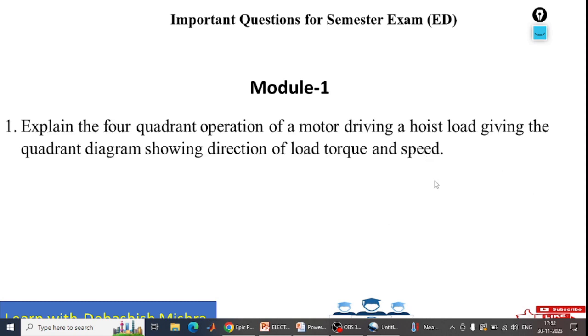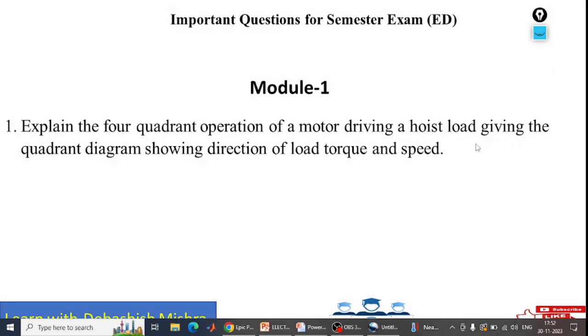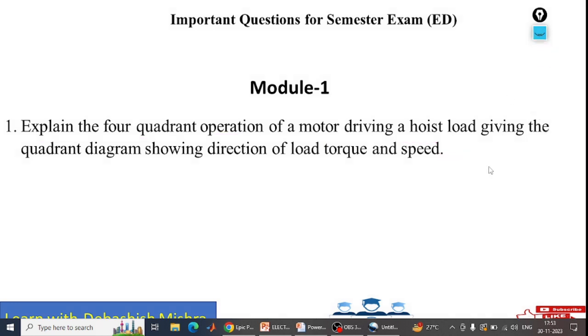First question you can see here: explain the 4-quadrant operation of a motor driving a hoist having load, giving the quadrant diagram showing direction of load, torque and speed. So 4-quadrant operation is a very important question. In power electronics also we have seen this 4-quadrant operation, so it is slightly different in drives. So you can check, it is a very important question.